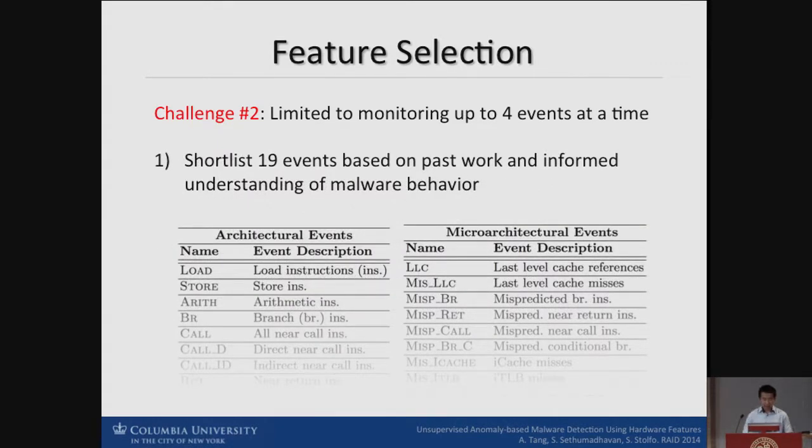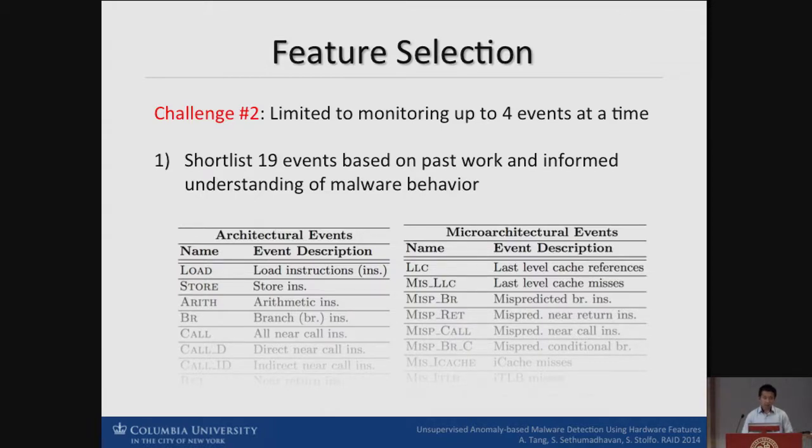First, we shortlist the 19 events based on past program characterization works and based on our informed understanding of the malware behavior. As you can recall in the previous slides, there are some nuances with the differences between the architectural and microarchitectural events. Therefore, we categorize these events into 2 main groups. Here is a more concrete example. The architectural events give us an indication of the execution mix of the instructions in any running process. For example, the number of load store instructions or the number of arithmetic instructions for a given period of time.